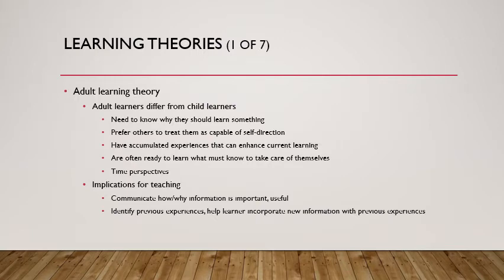So we're going to quickly touch on these learning theories. You have to know about these learning theories in order to teach someone. So an adult learning theory is that adult learners are definitely different from children. They need to know why they should learn something or they don't want to. They prefer others to treat them as a capable and self-directed person versus just telling them what to do.